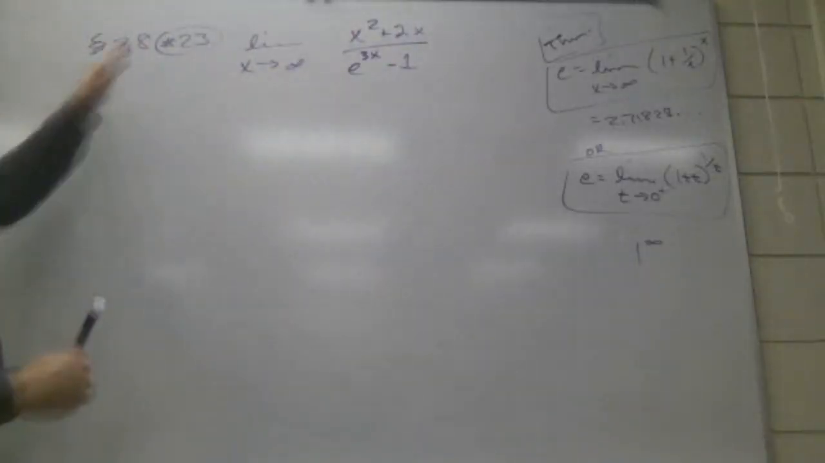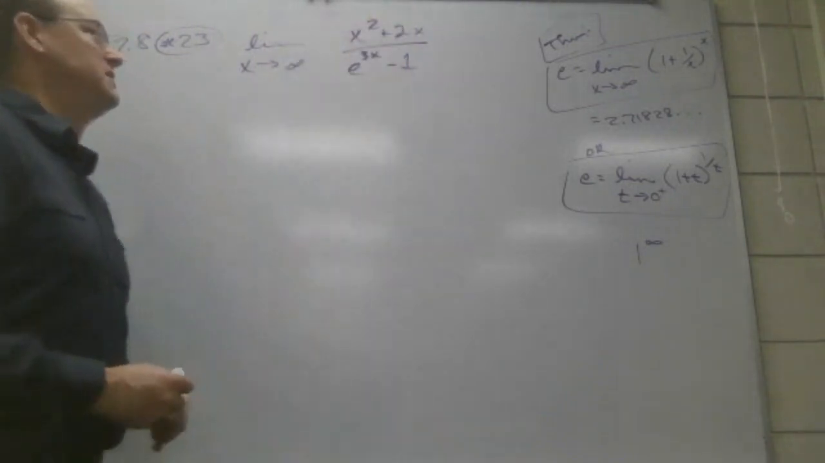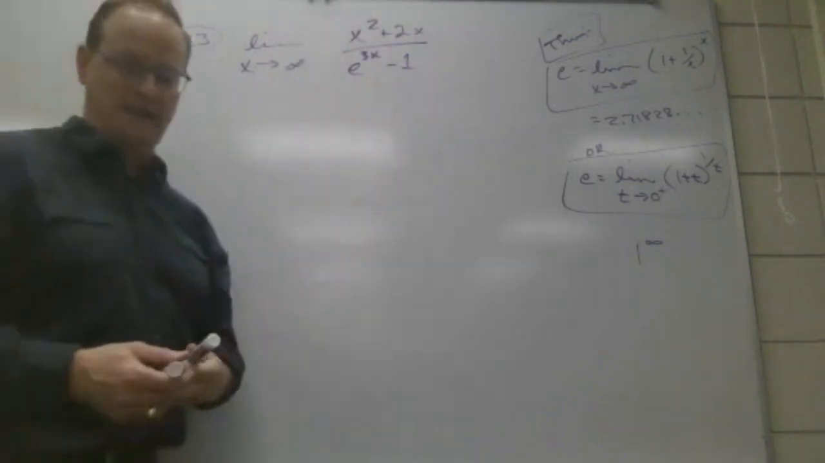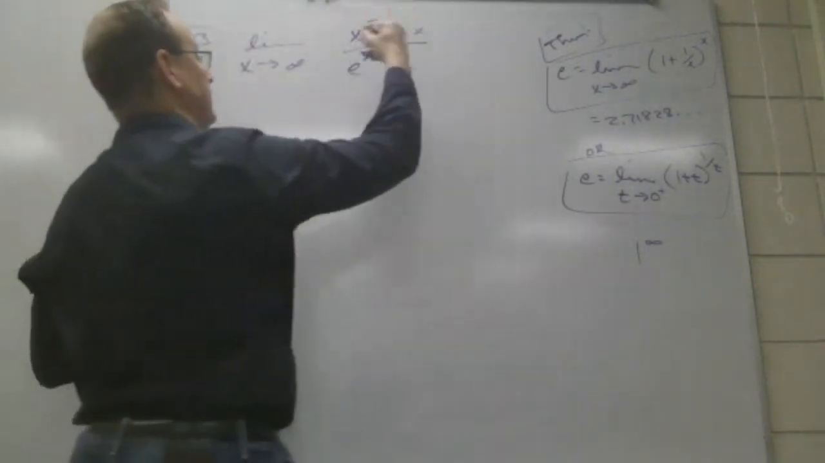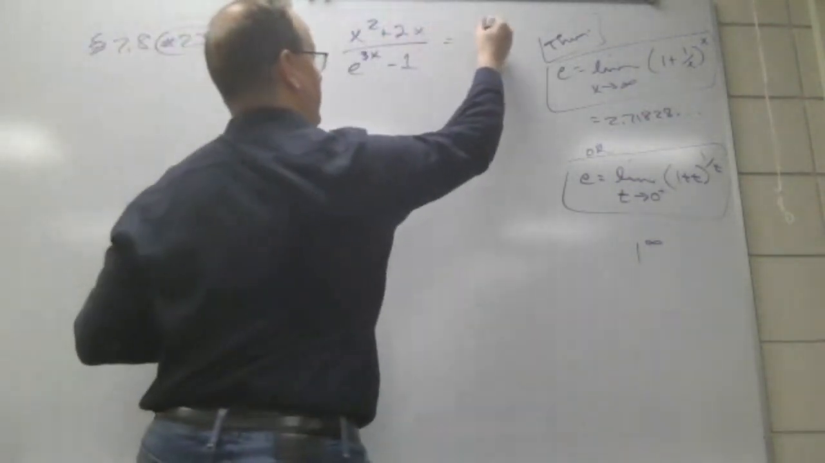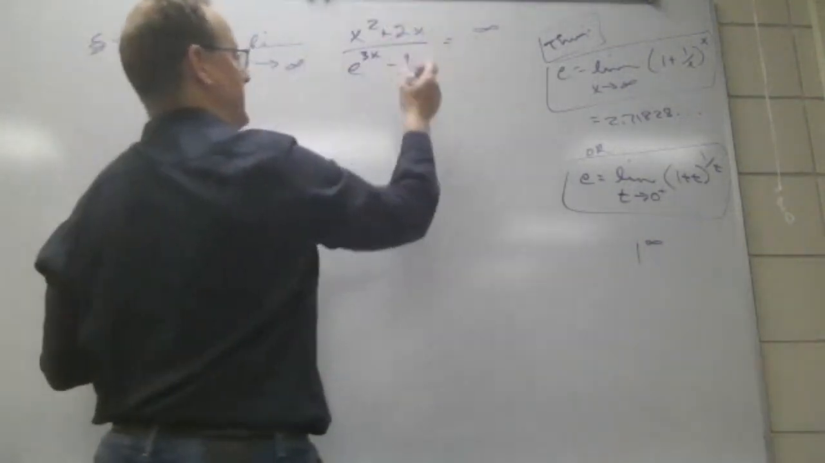All right, let's look at 7.8, number 23. We've got the limit as x goes to infinity of (x squared plus 2x) over (e to the 3x minus 1). Both of these are nice continuous functions. If I plug in infinity, I'm going to get, is that positive infinity? Yeah, because it's positive infinity plus positive infinity.